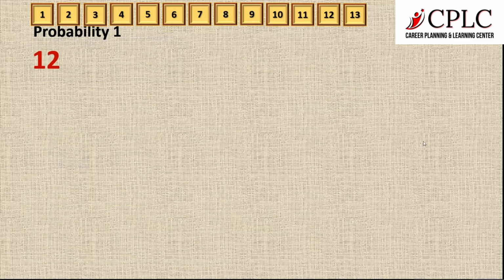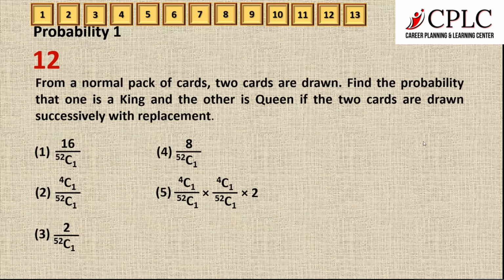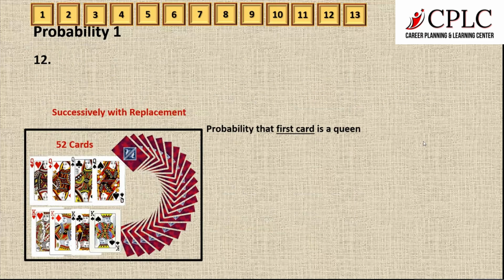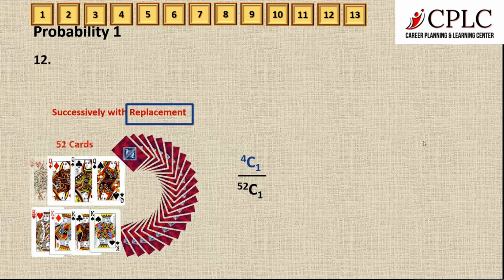Let's move to the next question now. From a normal pack of cards, 2 cards are drawn. Find the probability that one is a king, other is a queen, if 2 cards are drawn successively with replacement. That means let us find out the probability that first card is queen, which is going to be 4c1 upon 52c1. It's with replacement, that means we will put the card of queen back once again.